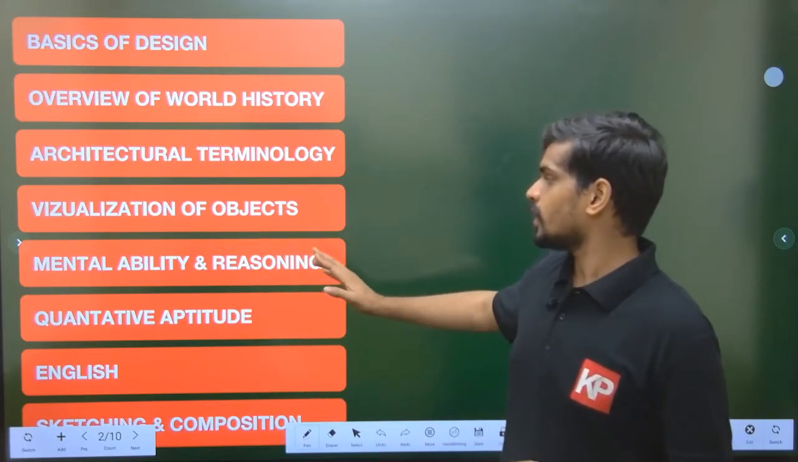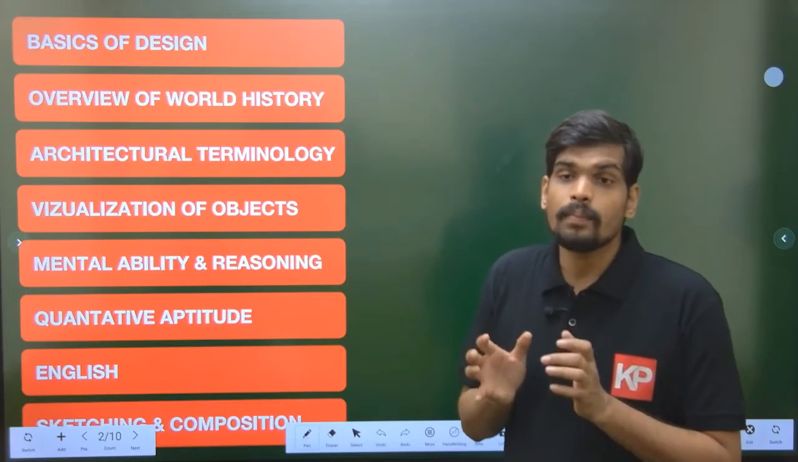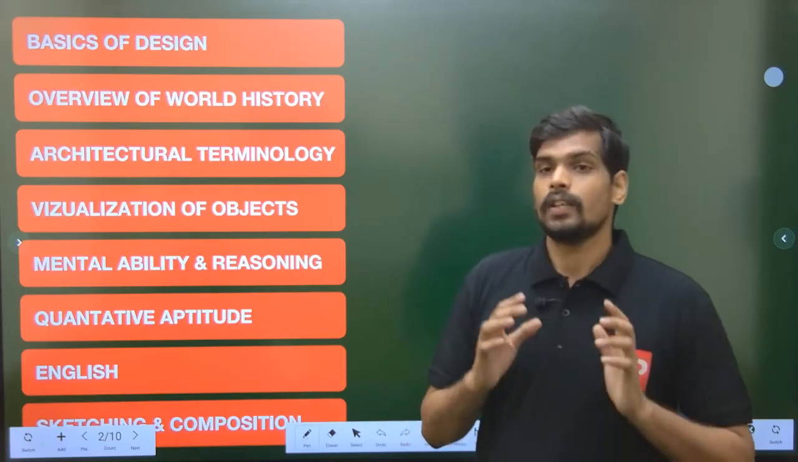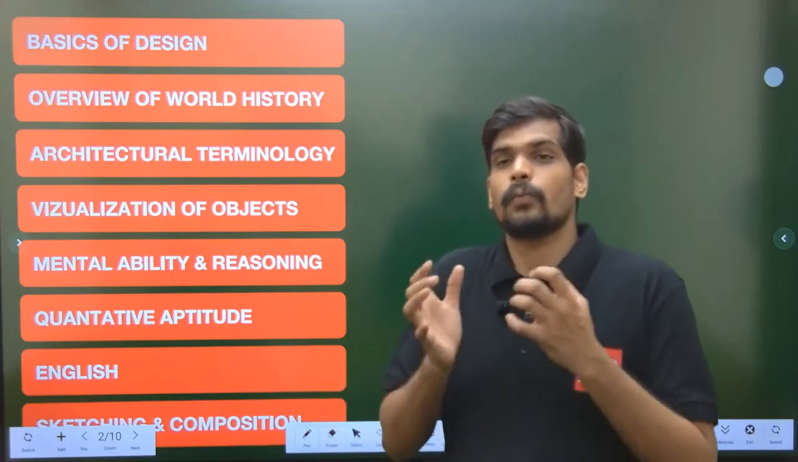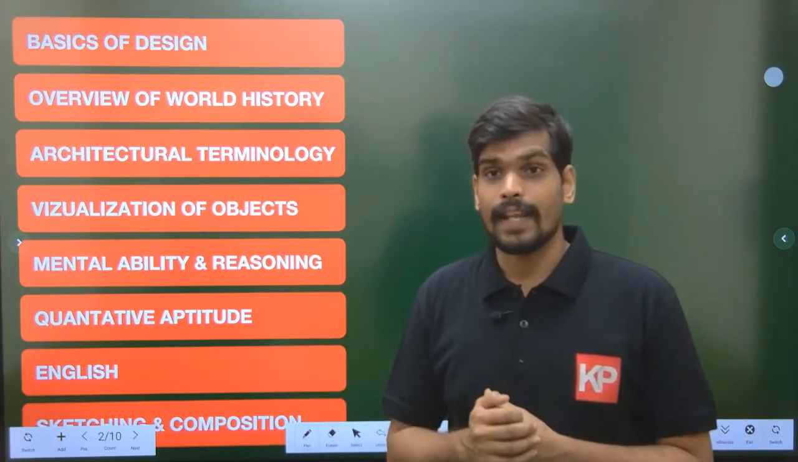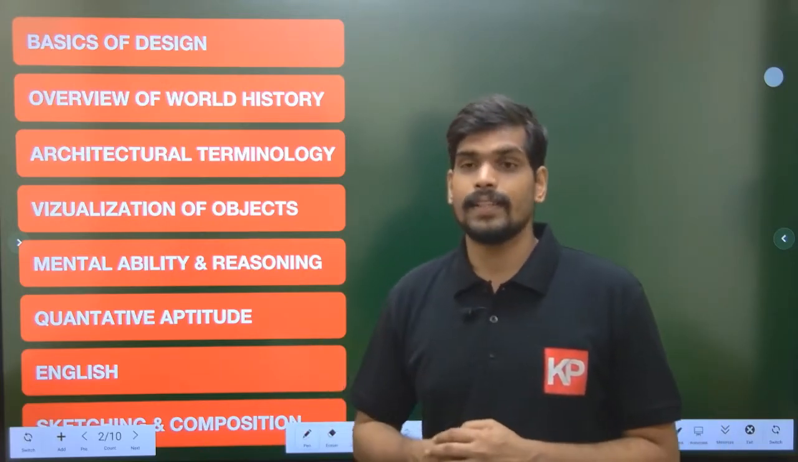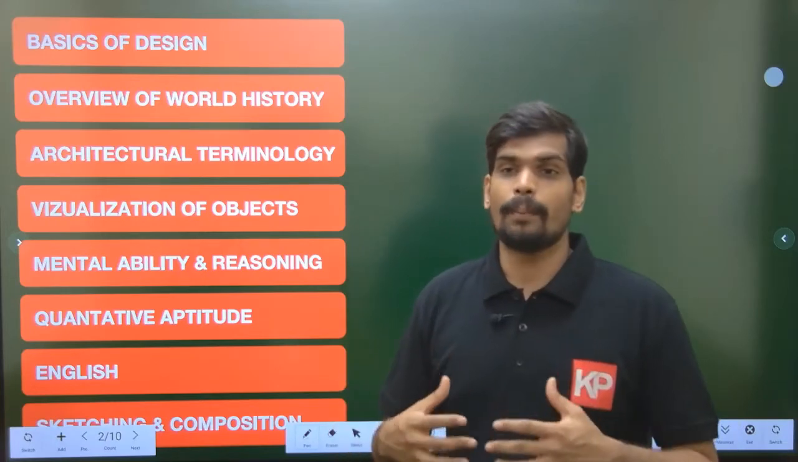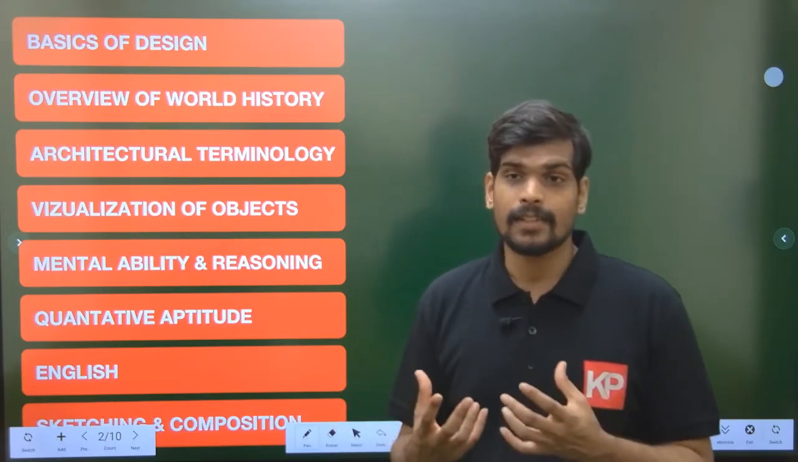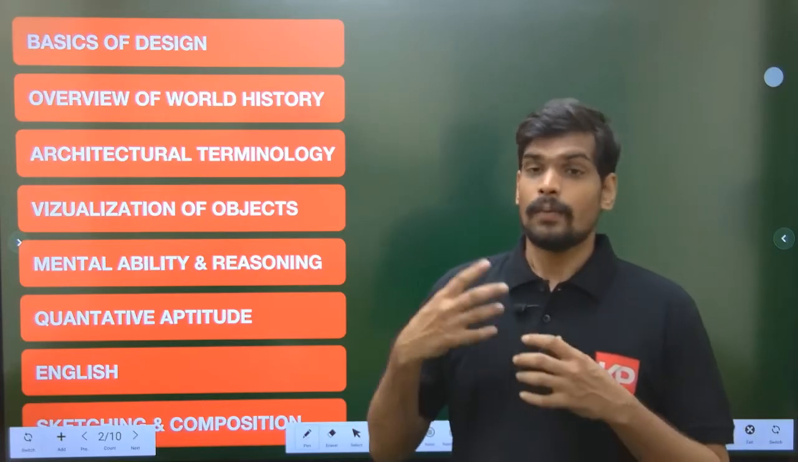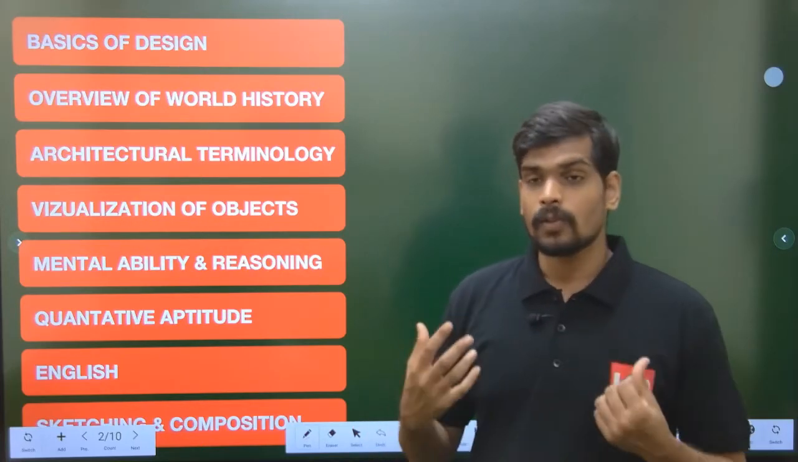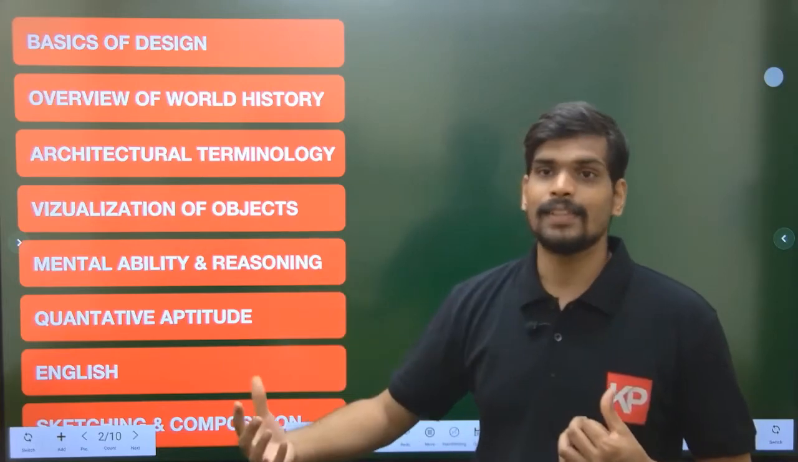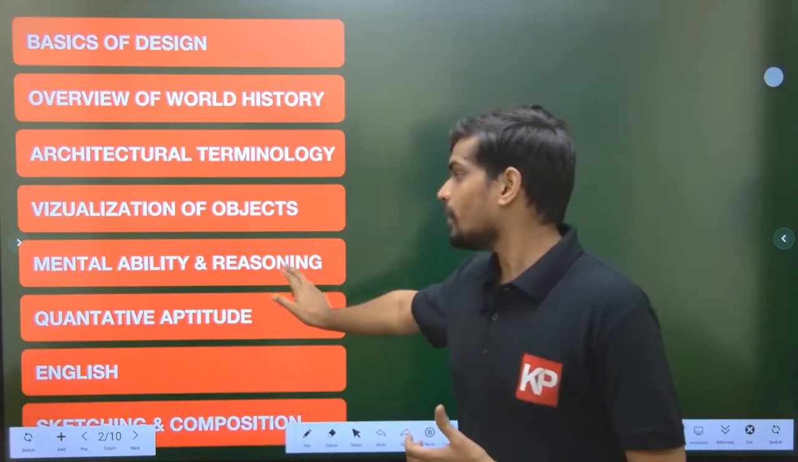The fifth module is mental ability and reasoning, which is very important from NATA point of view. Not many questions you get in JEE from this part. You do get a few questions, but it is very important and crucial in the NATA examination. Under mental ability and reasoning, we discuss various topics including sequences, pattern sequences, alphabet sequences, understanding mirror and water images, counting figures, counting lines, and also various topics like puzzles, which are important from NATA point of view.